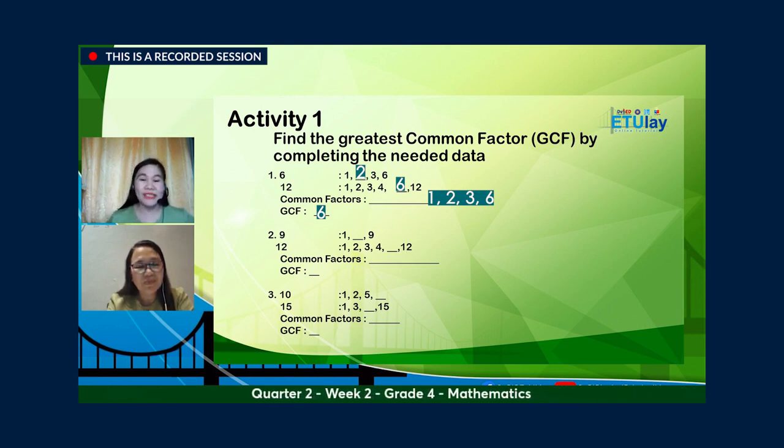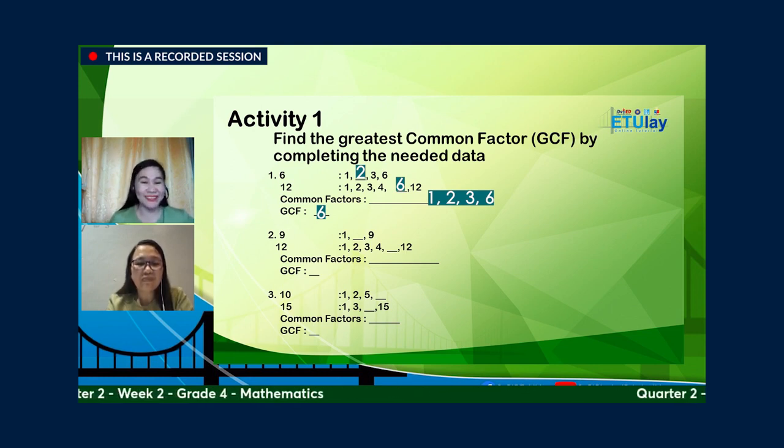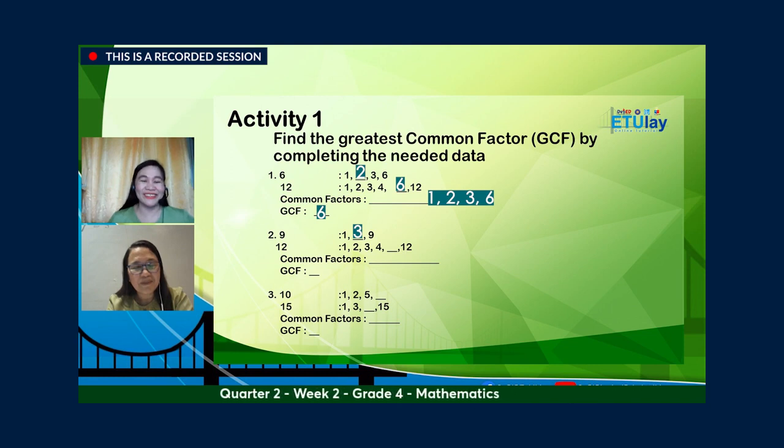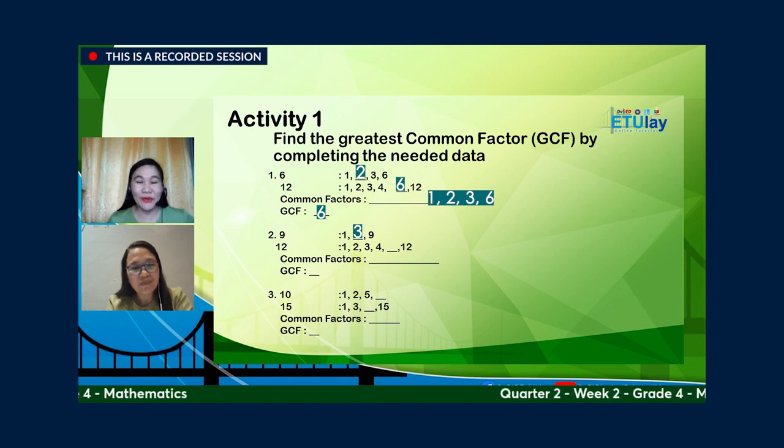Ano kaya ang missing factors, children? Yan, naiisip nyo ba ang naiisip ko? Tama! It is 3. Ang gagaling talaga ng ating mga learners. Very good. Okay, how about 12? So we have there 1, 2, 3, 4, blank, and 12.